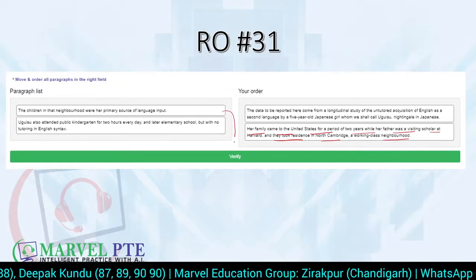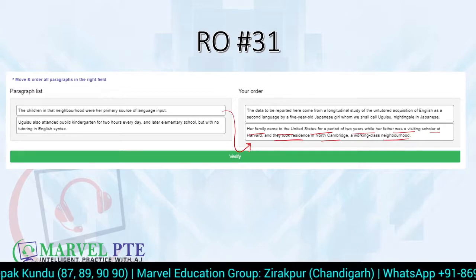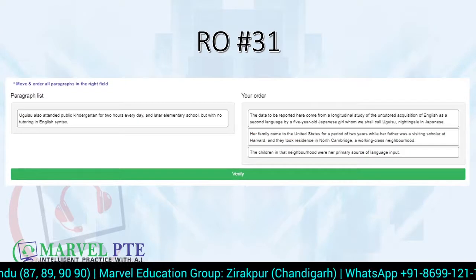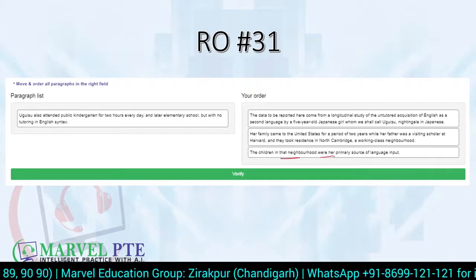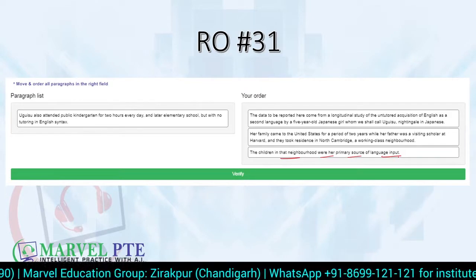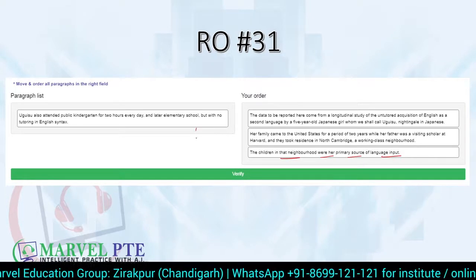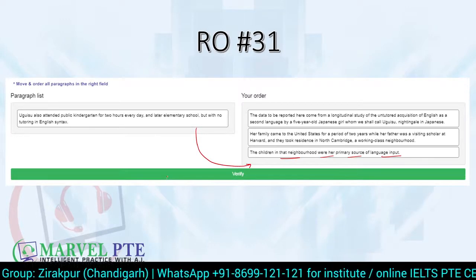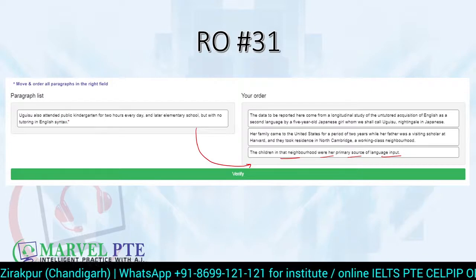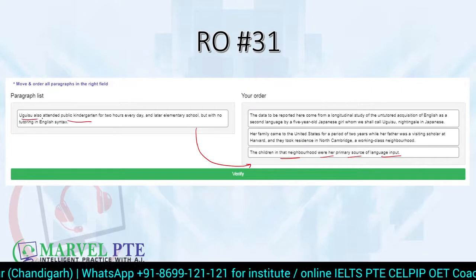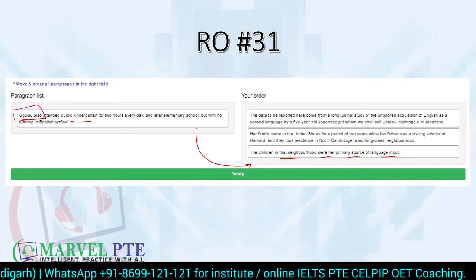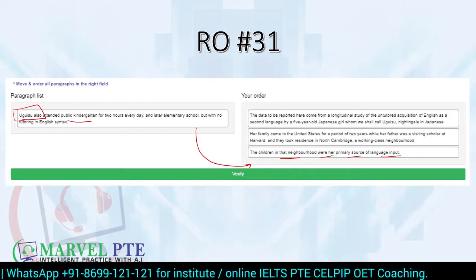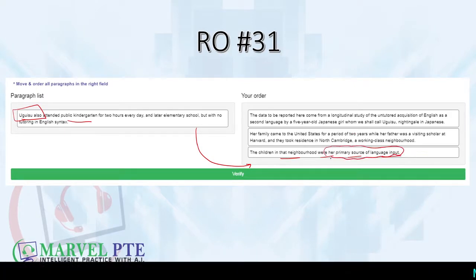अब neighborhood और अब आपको पता है neighborhood आपका direct यहाँ पे pair बनेगा. That children in that neighborhood were her primary source of language input. अब वैसे भी ये लास्ट लाइन आपकी लेफ्ट है, सो दिस इज गोइंग टू बी ओवर हियर इन द लास्ट. बट अगर आप यहाँ पे देखिए, उगिसु ऑल्सो अटेंडेड पब्लिक किंडरगार्टन. ऑल्सो मीन्स एक एक्टिविटी ऑलरेडी हो चुकी होगी. एक्टिविटी क्या? जो वो चिल्ड्रन उसके प्राइमरी सोर्स ऑफ लैंग्वेज इनपुट थे. ओके, so that's why it's going to be here.